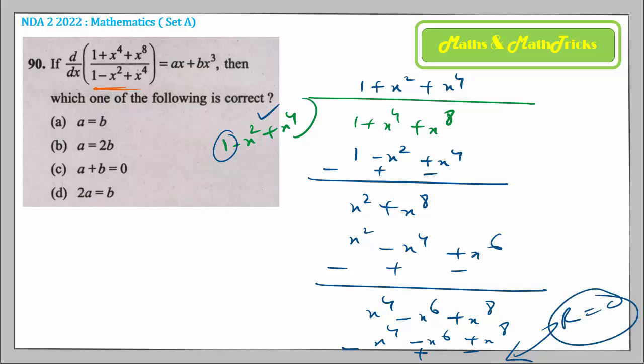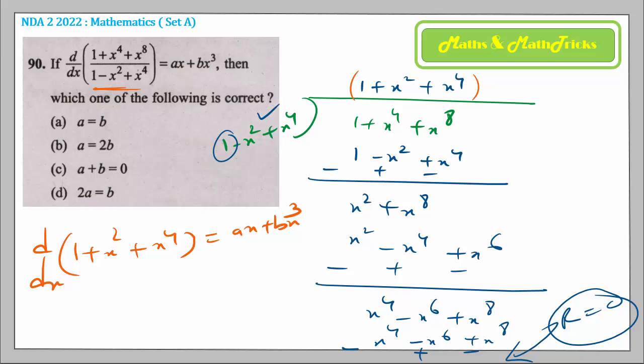Remainder is 0 means the numerator is a multiple of the denominator. And what is that multiple? It's the quotient. So I can now simply write that my question is d by dx of the quotient only, because the denominator got cancelled, it was a factor in the numerator. So that is equal to the given ax plus bx to the power 3.